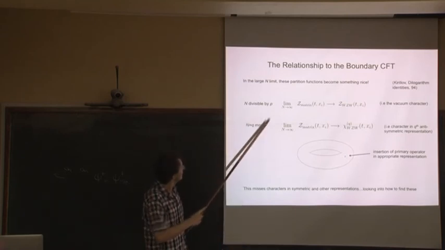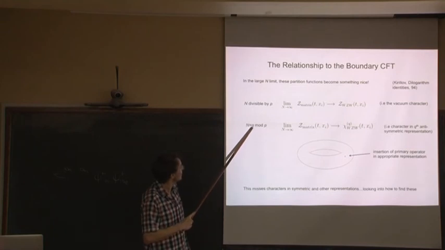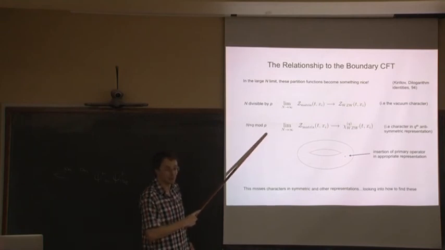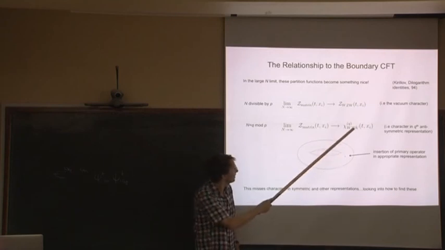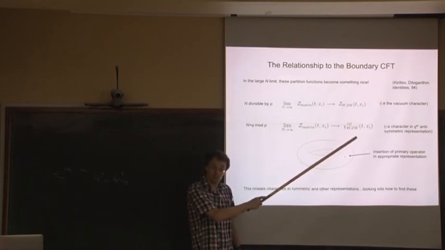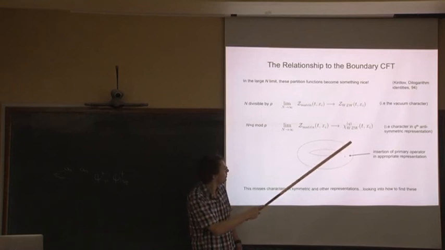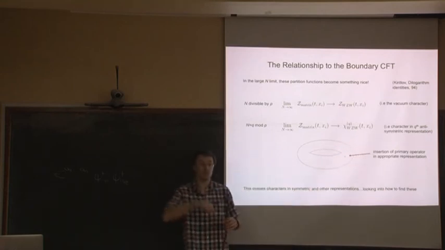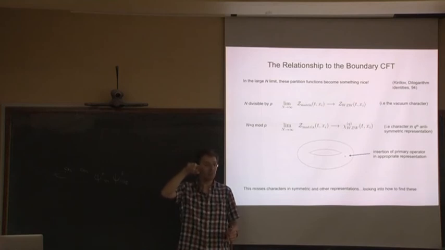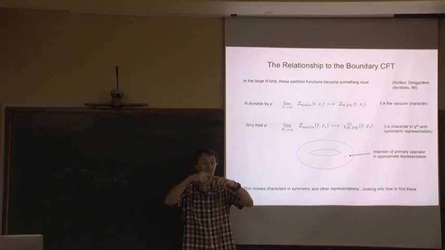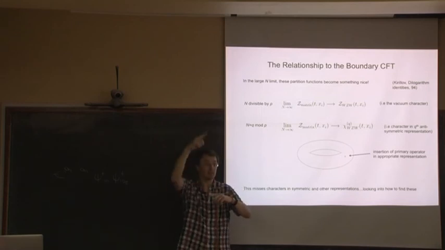Meanwhile, if you don't take n divisible by p, but you take n equals q on p, and then you send the n goes to infinity limit, you don't get the vacuum character, but you get other characters of the Wess-Zumino-Witten model, where you compute the partition function, but where you insert a primary operator, which sits in the qth antisymmetric representation. So it's another character that's built on the qth antisymmetric primary.